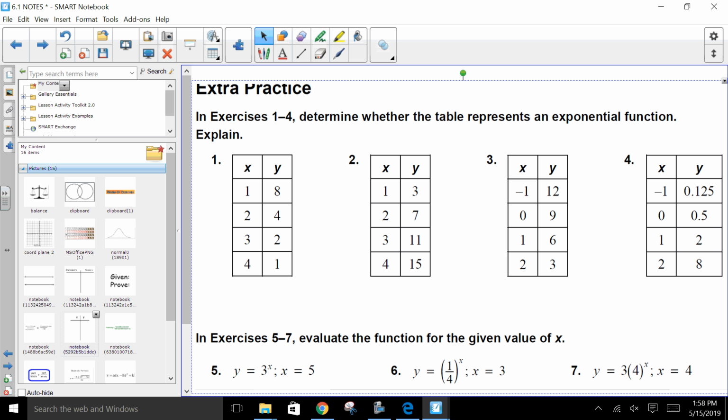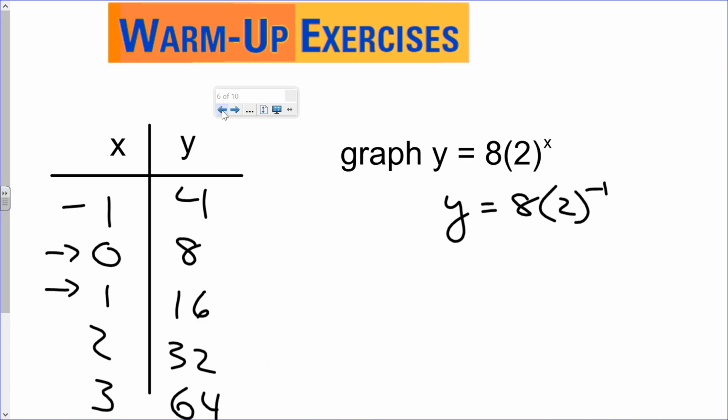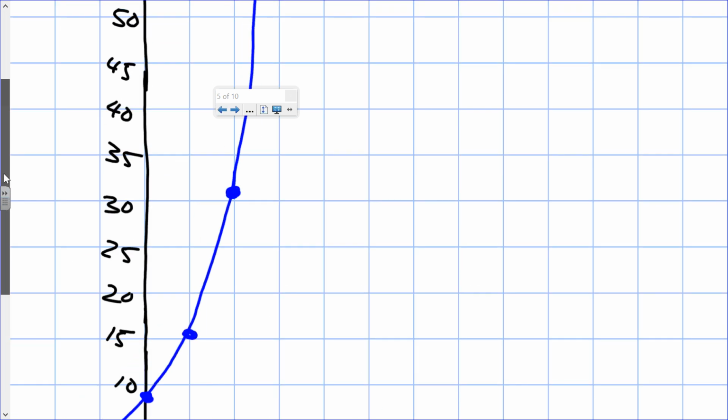Now for warm-up, we graphed an exponential. Look at an exponential equation. Why is it called exponential, Rivera? Because the variable is the exponent. And we graphed it, and it became this skateboard-looking ramp called an exponential function.